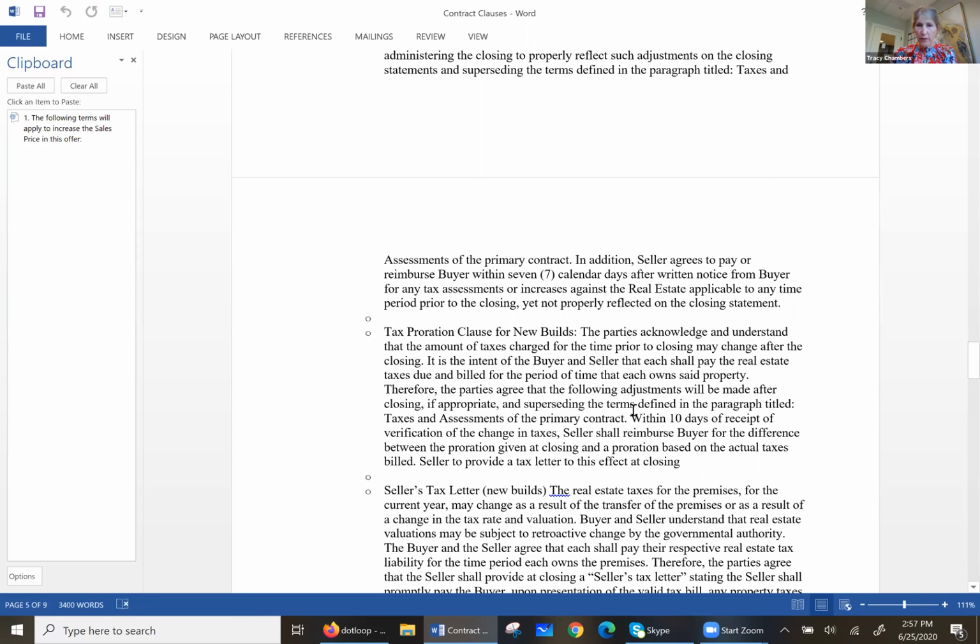Therefore, parties agree that the following adjustments will be made after the closing, because this says right here, these adjustments shall be final. There are no adjustments. Your taxes are your taxes. There are no adjustments, except if we put this clause in.